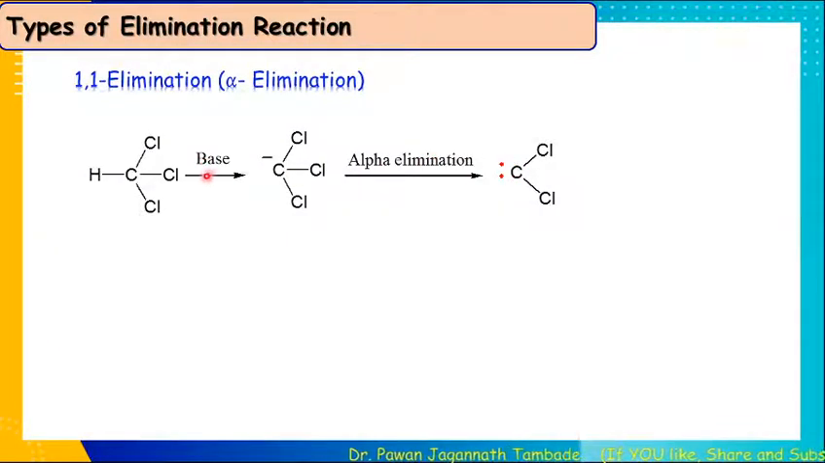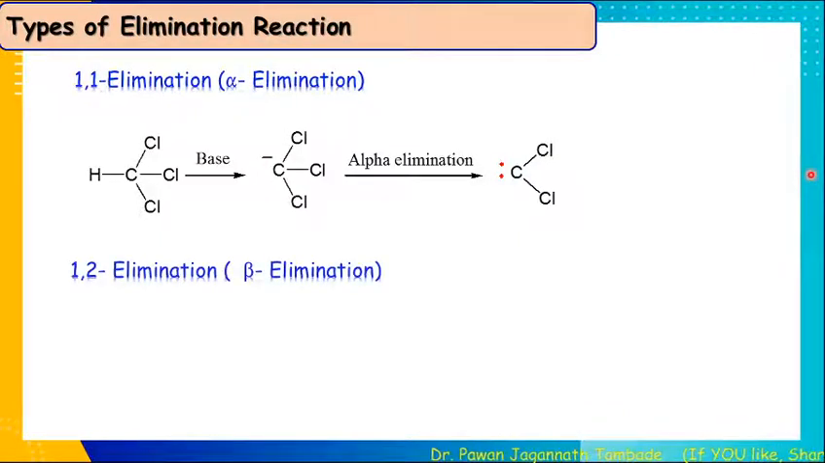Now, why it is called as alpha or 1,1 elimination? In order to understand that, look at this reaction very carefully. Here, this hydrogen is removed from carbon and afterwards chlorine is also removed from same carbon atom. So, from same atom, the two atoms or group of atoms are removed and thus it is called as 1,1 elimination or alpha elimination reaction.